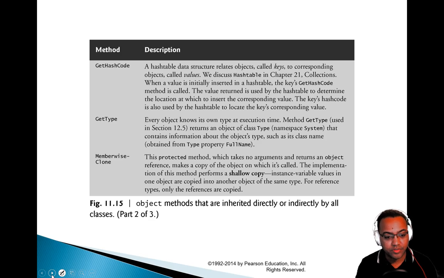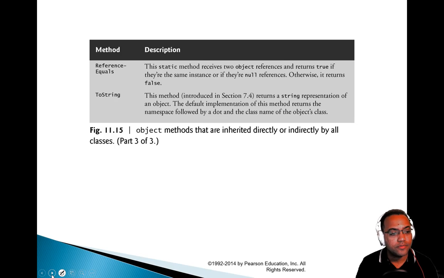Here are some more methods that are in the object class that are inherited directly or indirectly by all classes. ToString, that's a big one. Big one. And that's it for this one.